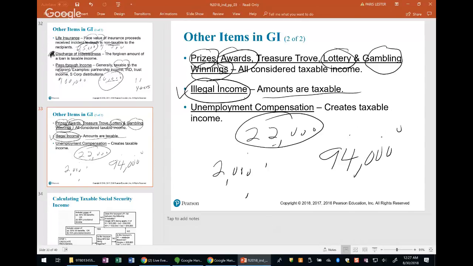I don't know. Unemployment comp, state of West Virginia pays one of the best. And if you get unemployment comp, it did not used to be taxable. It is now.